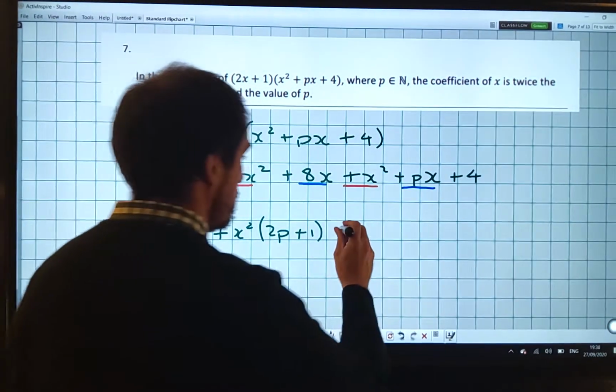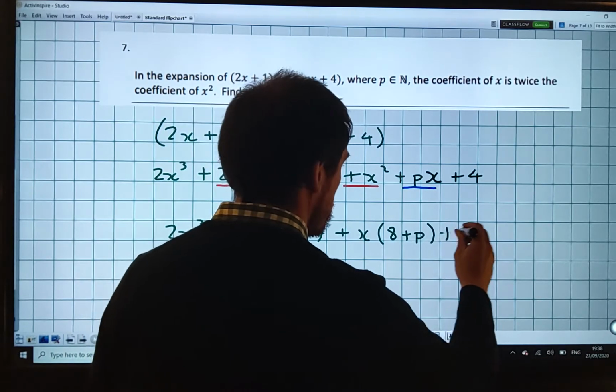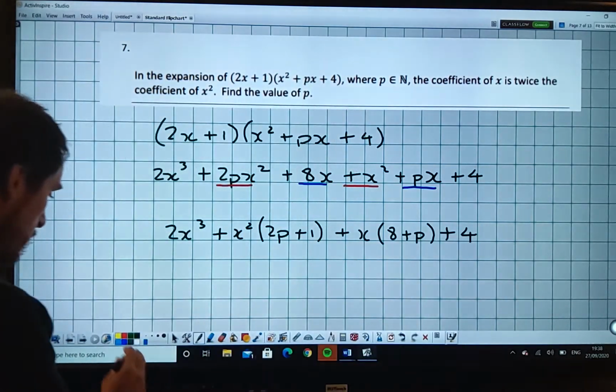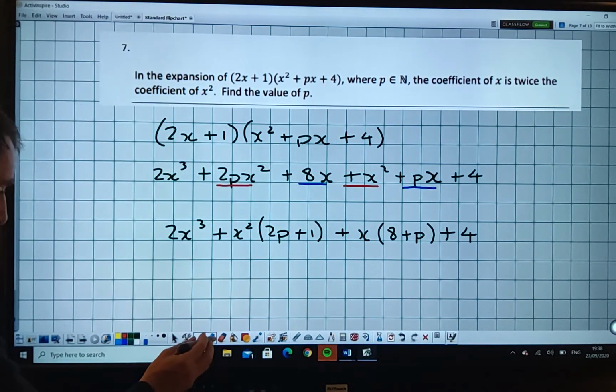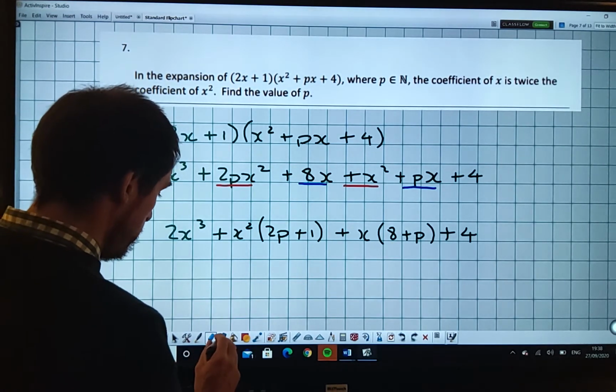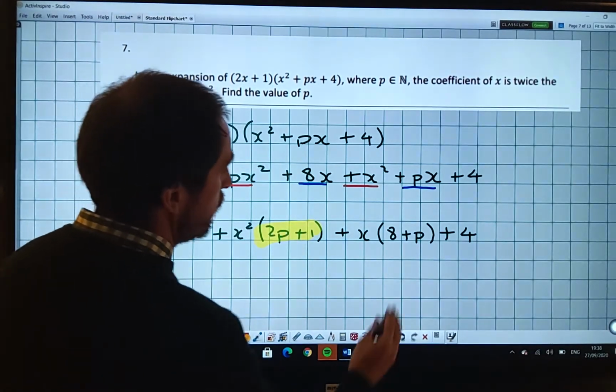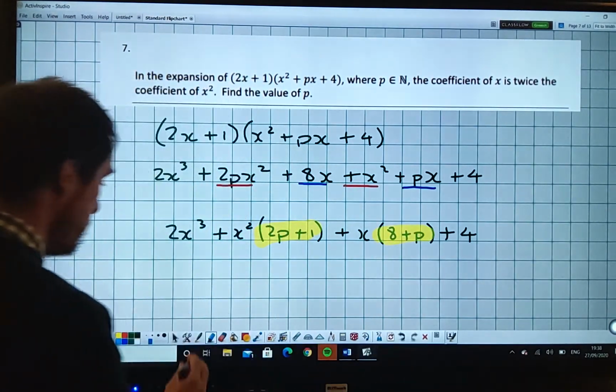And then I've got plus x times 8 plus p plus 4. So let's look at this here and let's highlight something. So the coefficient of x squared is 2p plus 1. The coefficient of x is 8 plus p.